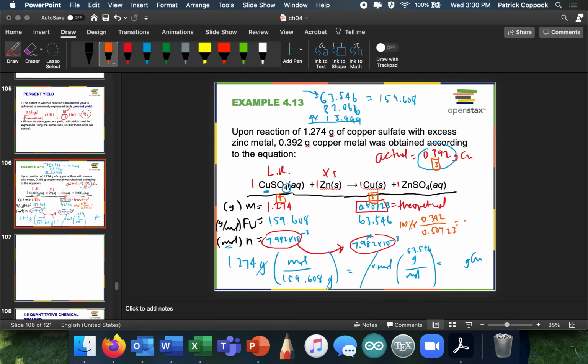0.392 equals 77%. Oops. 77.3%, right? We're going to do it to 3 sig figs. 77.3%, and that is my percent yield.